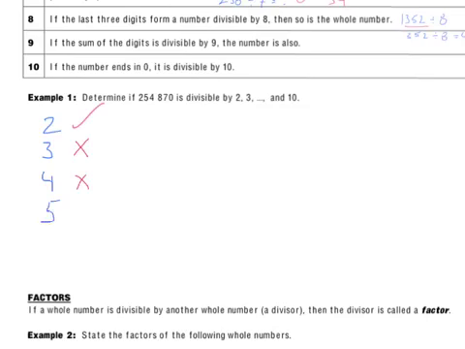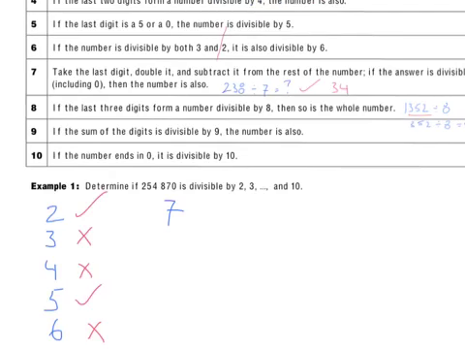5 is fairly straightforward. If the last digit is a 5 or a 0, it will work. We have a 0 here, so 5 works. Alright, 6 automatically fails because both 2 and 3 have to work for 6 to work. So that's not going to work.